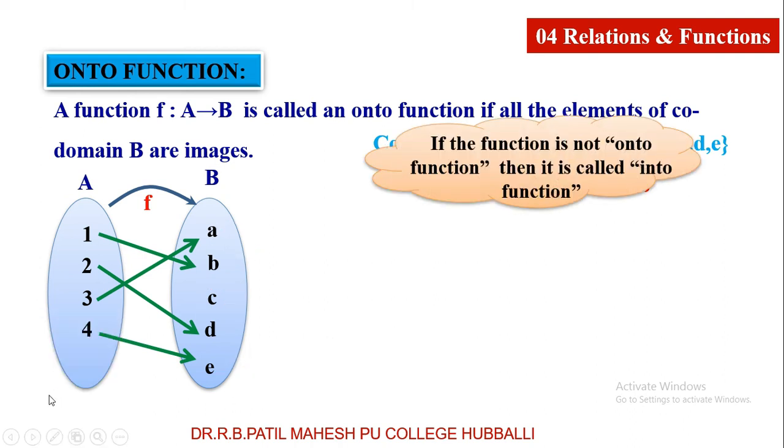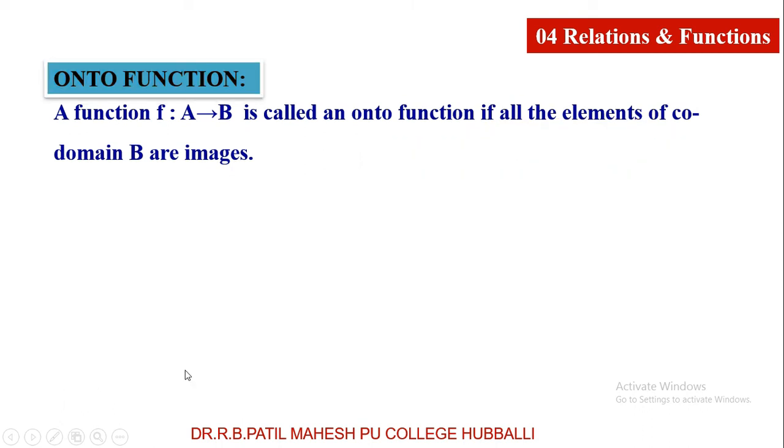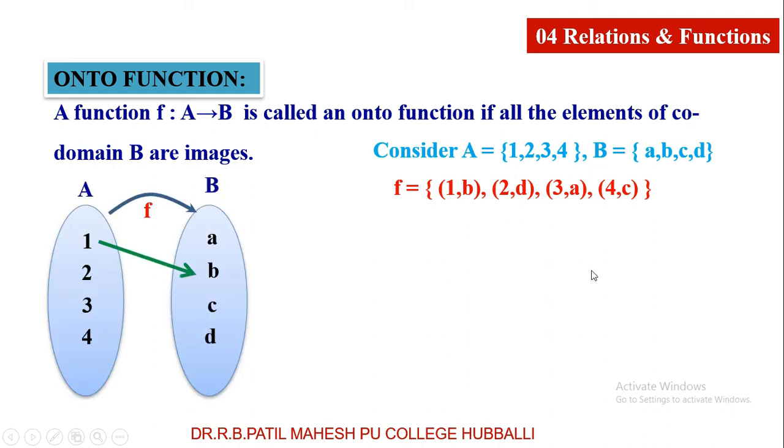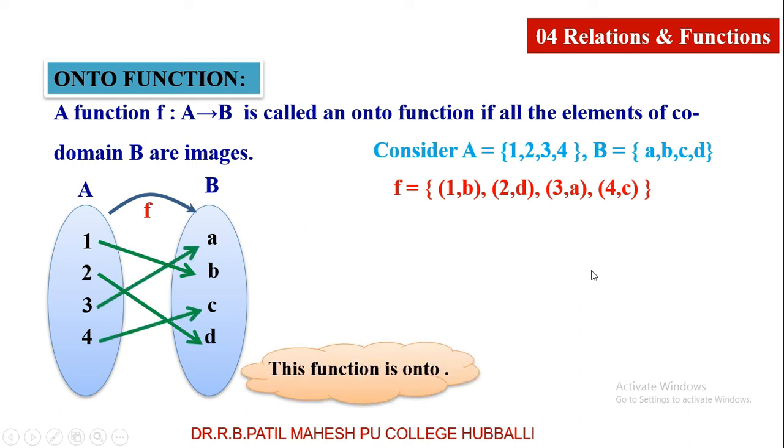If the function is not onto, then you call it an into function. Let me take one more example. 1, 2, 3, 4 and A, B, C, D, a function 1 to B, 2 to D, 3 to A, 4 to C. Consider its arrow diagram: 1B, 2D, 3A, 4C. Dear students, this is clearly an onto function.